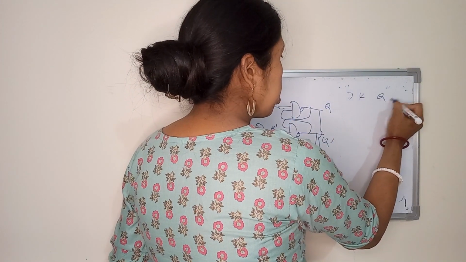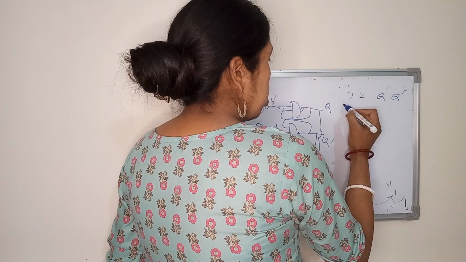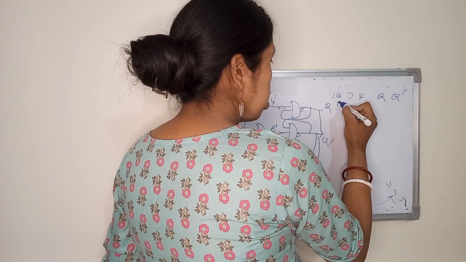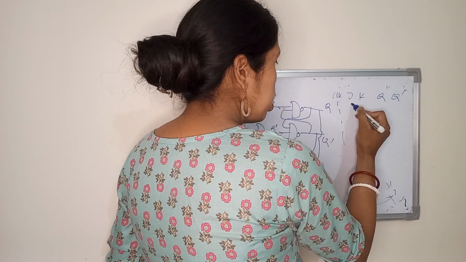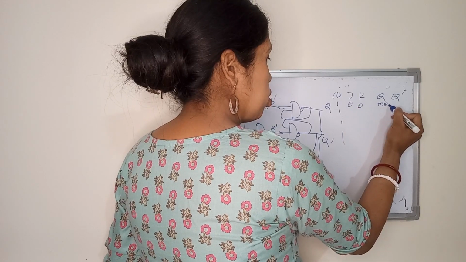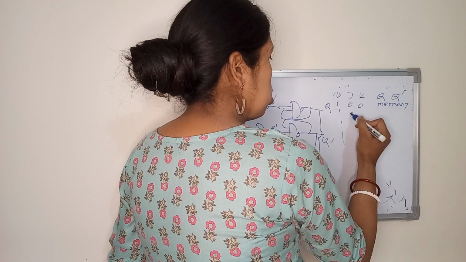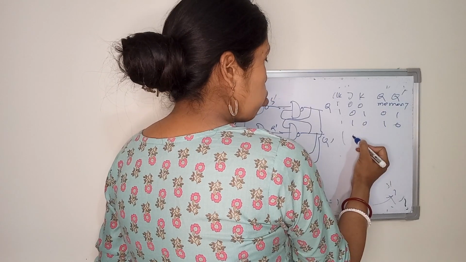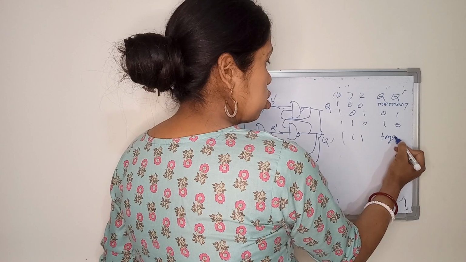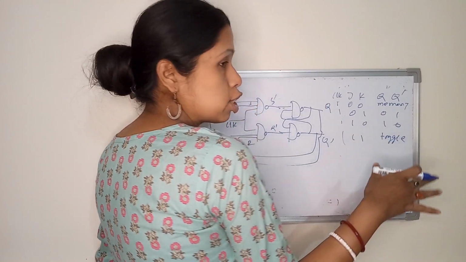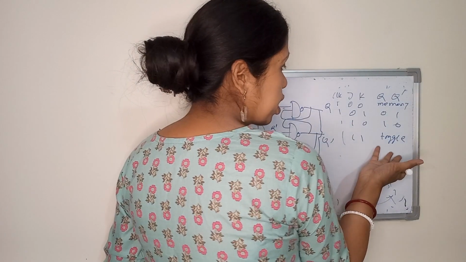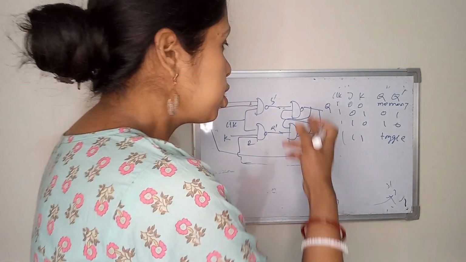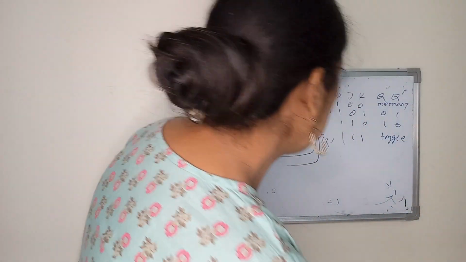J, K, Q and Q prime. I'm considering clock is 1 for all combinations. For 0, 0 it is memory. 0, 1 gives 0, 1; 1, 0 gives 1, 0. For 1, 1 it is the toggle condition. Whatever your past value, the opposite of the past value will reflect in the present. Okay, this is the truth table.